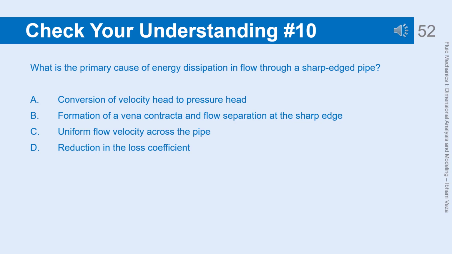Explanation. A. Incorrect because the conversion of velocity head to pressure head describes energy conservation, not dissipation. C. Incorrect because flow velocity is not uniform due to separation and the vena contracta. D. Incorrect because a reduction in the loss coefficient would decrease, not increase, energy dissipation.